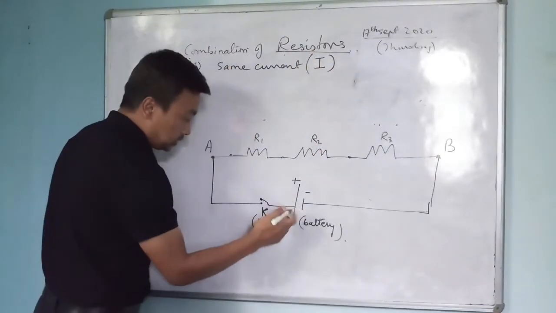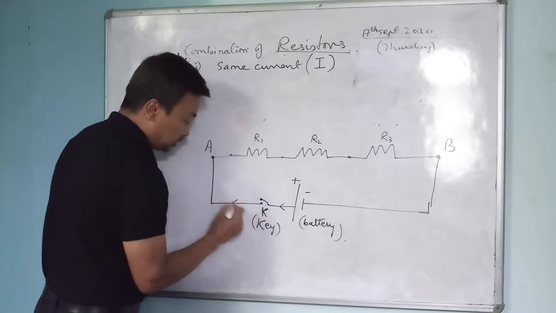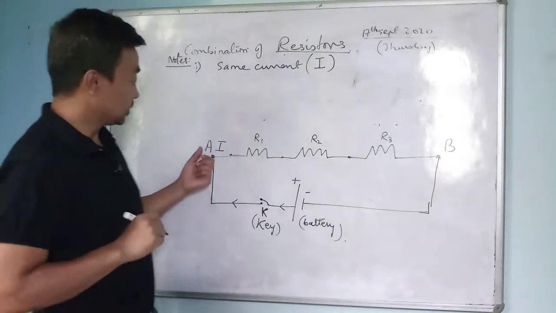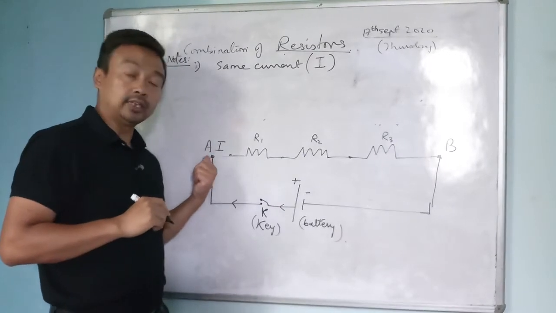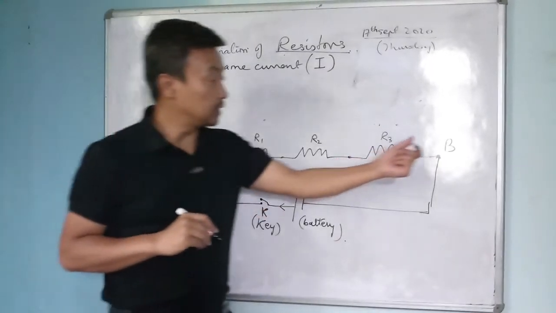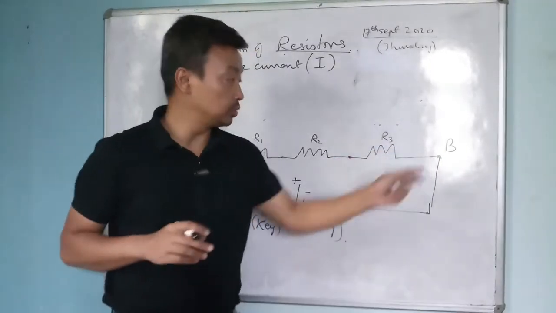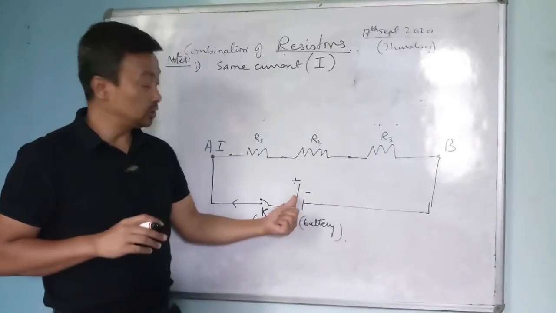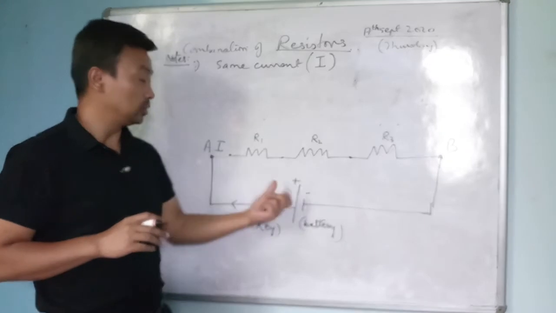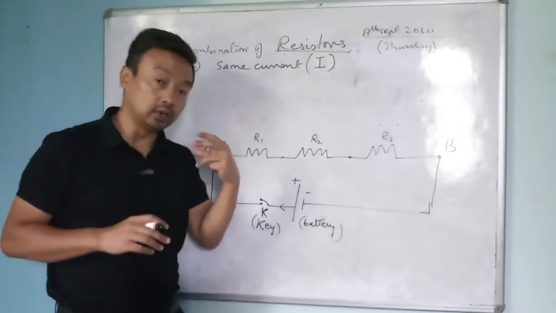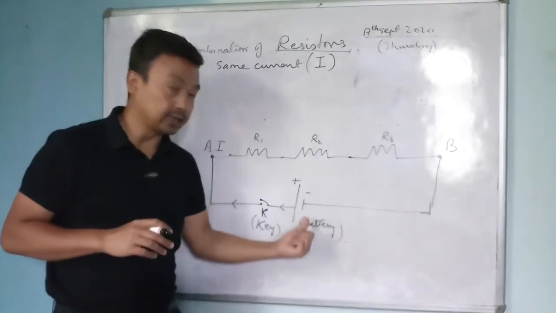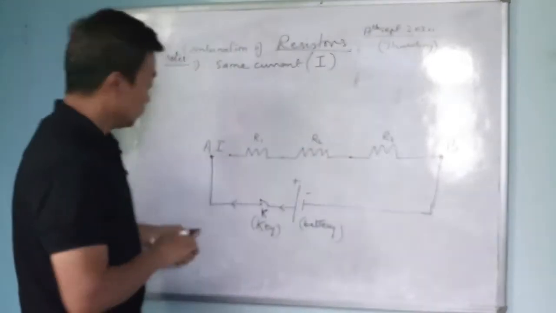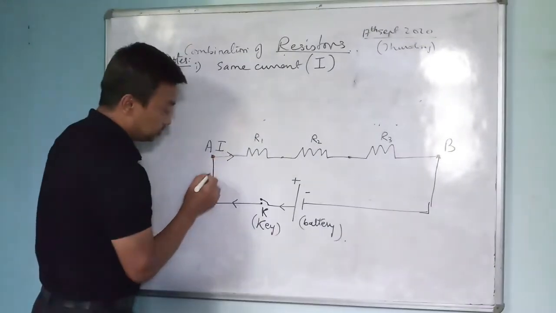Now if you see that from this positive terminal, the current I is coming. So when the current reaches the terminal A, since this end is at the higher potential and B is at the lower potential, because it is connected to the positive terminal of the battery. So at the positive terminal it is always at the higher potential, and at the negative terminal it is always at the lower potential. So the current I is coming here.